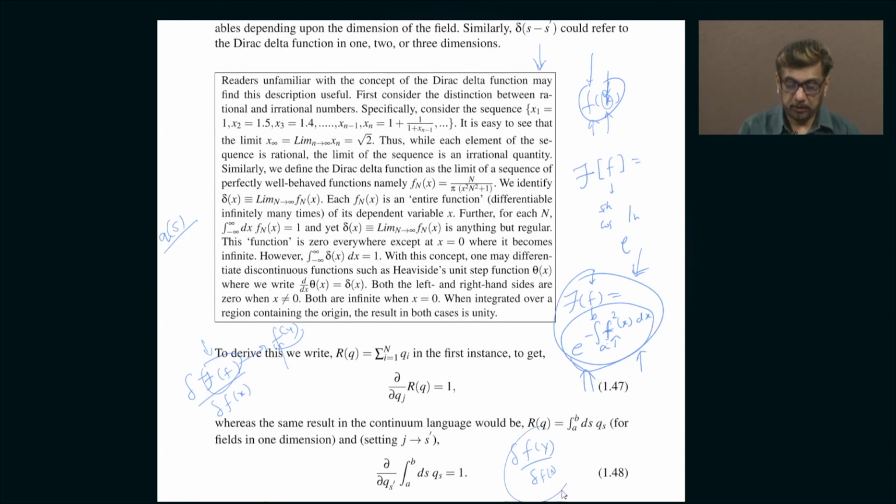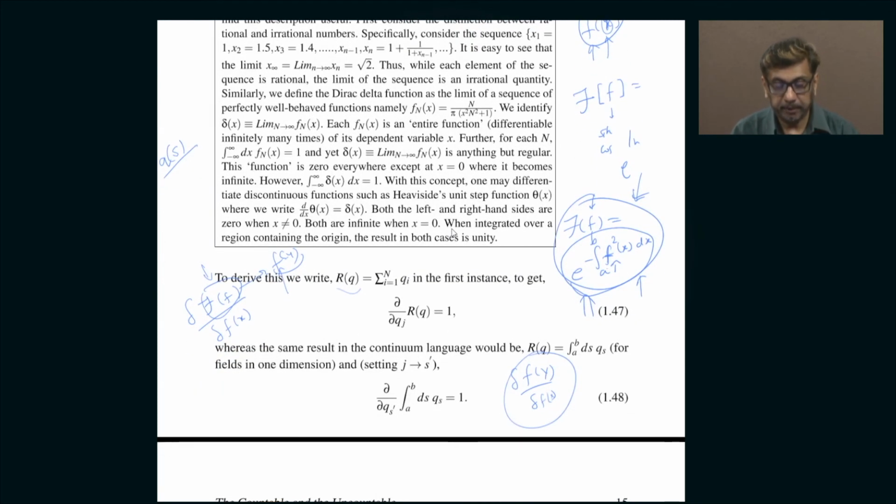So to know what this is, let me start with a simpler thing. Imagine that there is an R of Q, which is the sum of a discrete number of quantities called Q1, Q2, Q3, all the way up to Qn. If that's the case, then the derivative of R with respect to any one of the Q's is 1 by construction. So it's fairly obvious why that is.